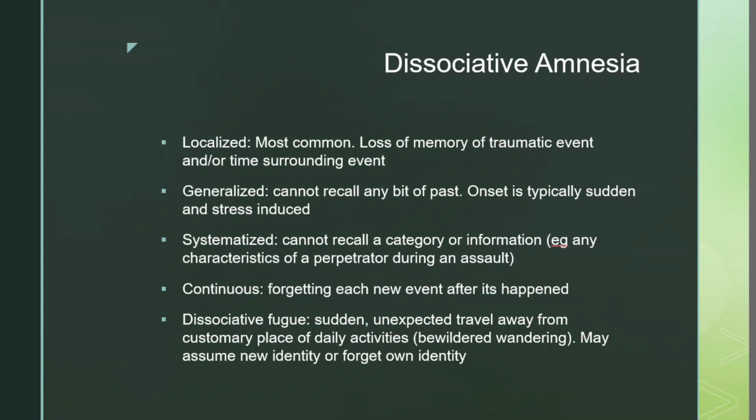Dissociative fugue is a sudden unexpected travel away from customary places of daily activities. So a patient might have these events where they will start wandering. They may assume a new identity or even forget their own identity and end up in another place.